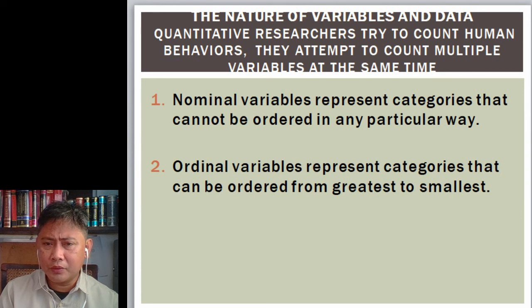The second one is what you call the ordinal scale. Ordinal variables represent categories that can be ordered from greatest to smallest. An ordinal scale is one where the order matters but not the difference between values. Examples of ordinal variables include educational level, so we have freshman, sophomore, grade 11, grade 12. Another one is income brackets. So these are examples of ordinal variables. They cannot also be used in the computation of mean, median, and mode, and any standard deviation or any statistical tool.